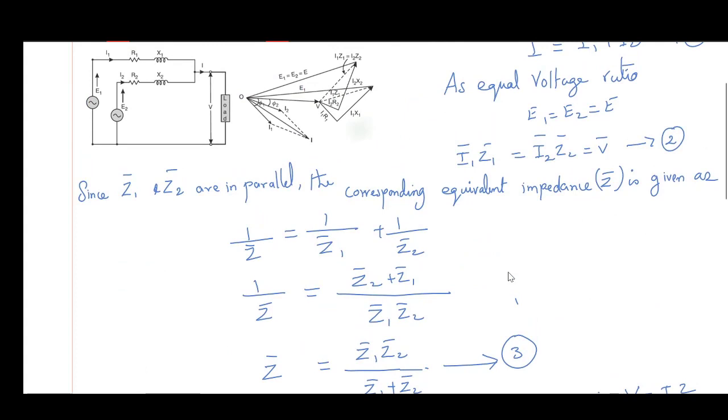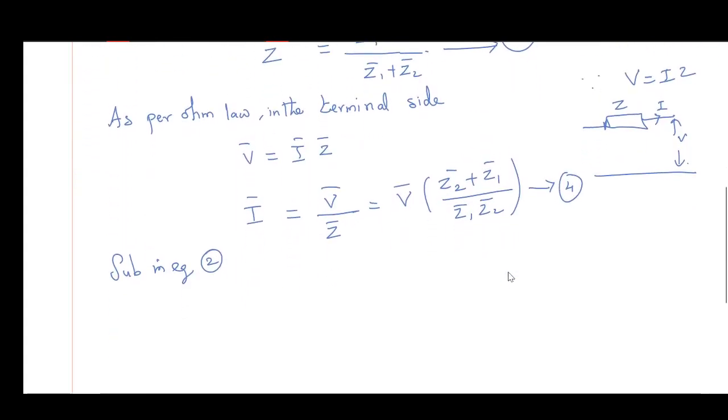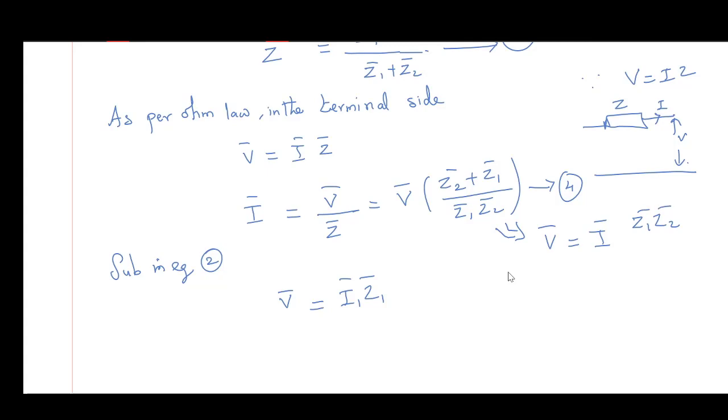What is equation 2? V vector is equal to I1 vector Z1 vector. I am taking the first term. I am going to calculate the V vector. From the earlier equation, the V vector can be written as V vector is equal to I vector into Z vector, that is nothing but I vector into Z1 Z2 vector divided by Z1 vector plus Z2 vector. This is also taken as equation number 5.